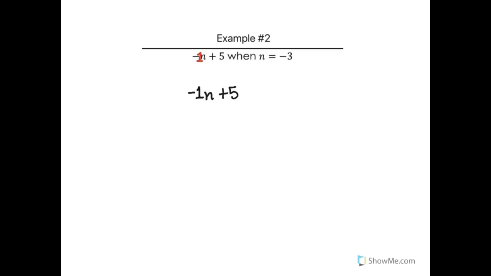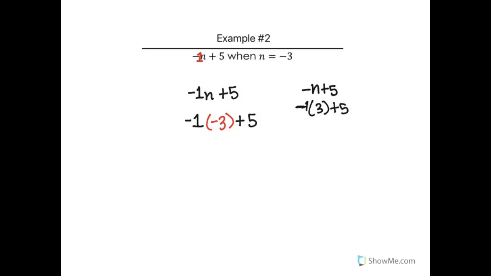So again, we're going to rewrite it and replace the variable with our parentheses. So we have negative 1 parentheses negative 3 plus 5. Okay, so just because originally I had negative n plus 5 doesn't mean that I'm just going to put over here negative parentheses 3 plus 5. This is wrong.